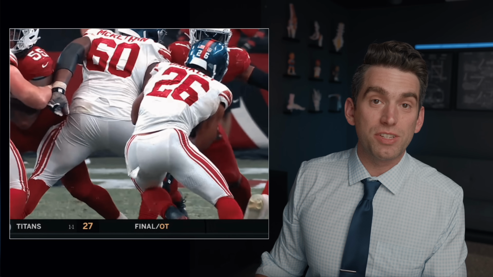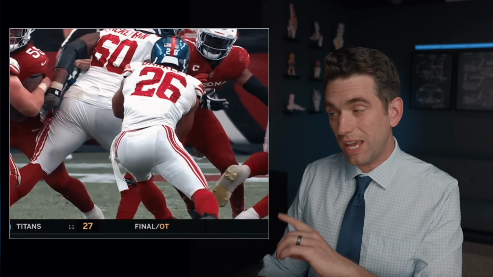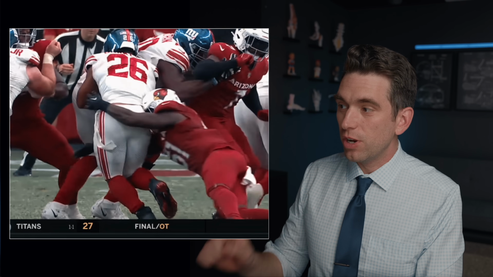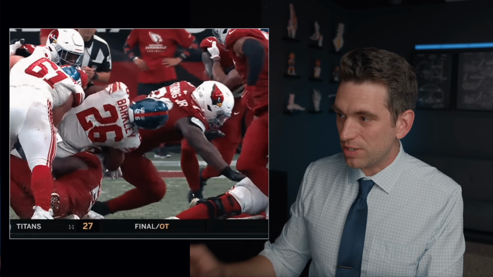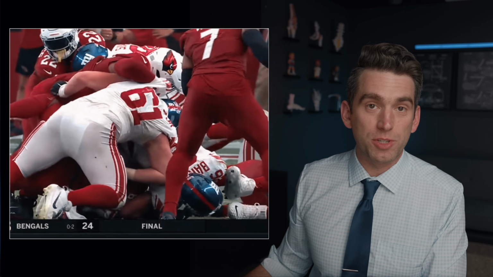Giants running back Saquon Barkley suffered an injury to his right leg, somewhere between the ankle or the knee on this play. And in this video, we're going to try and dive into what exactly might have happened here and what could be going on in this whole pile to explain his injury.